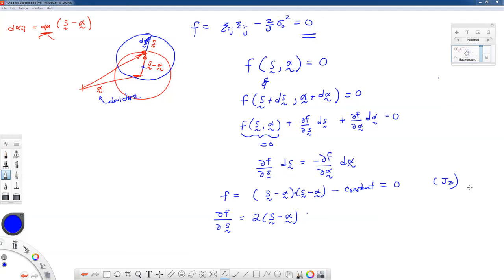Alright, and so then if we take the partial derivative of that same function with respect to alpha, we're going to get a 2 times (s minus alpha). And because it's minus alpha, we're going to have a minus sign right here. So the bottom line with this is that the partial of f with respect to s is the same as the negative partial of f with respect to alpha. Okay, so let's keep that in mind for the next step.